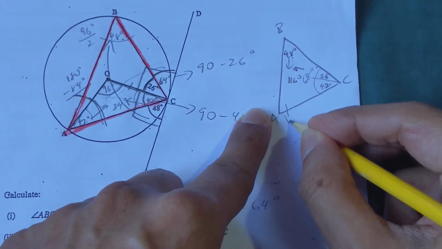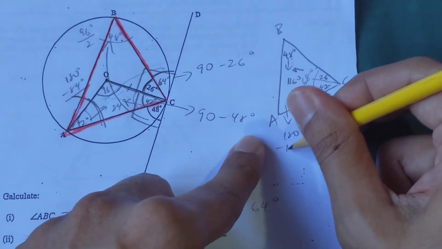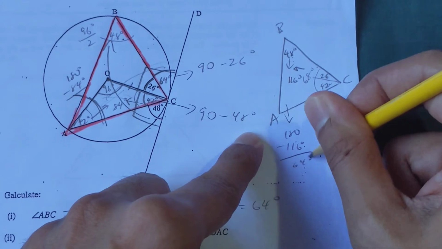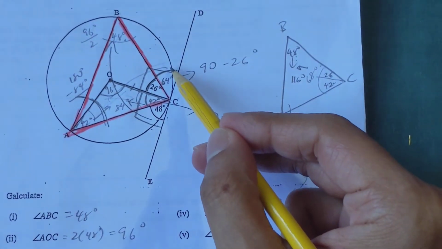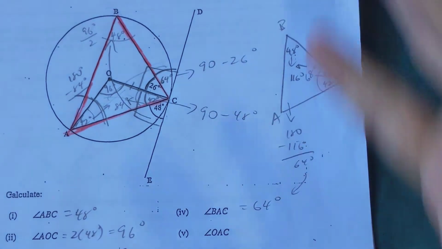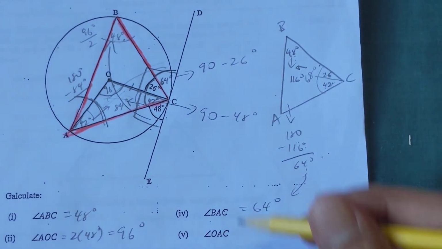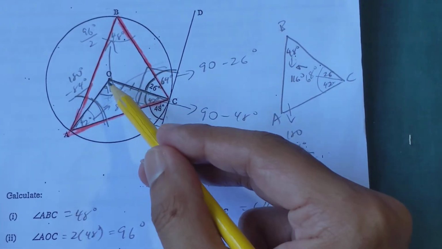So here to make up the rest, 180 take away 116. So you see how I still get the 64 degrees. But if I had recognized that rule, I would have got it immediately and didn't have to do all of this extra working.